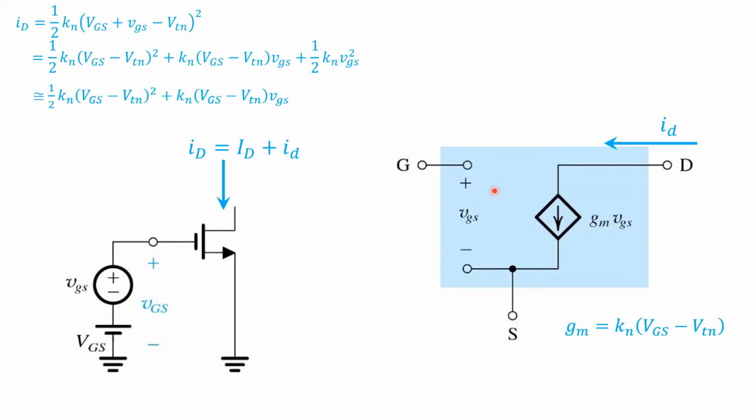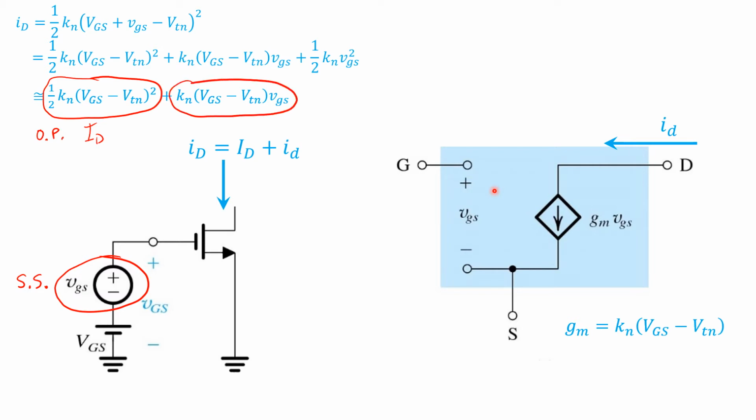So again, here's our approximation valid for small signals vgs. Label that small signal. Remember, it's got to be less than the DC operating point overdrive voltage for this approximation to be valid. And then we're left with these two terms, the operating point here, ID, and the small signal here, id.